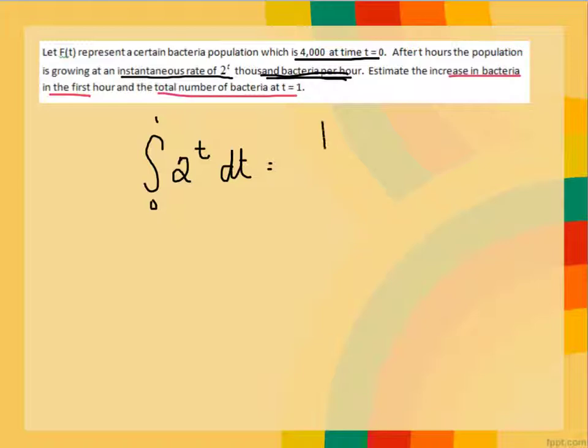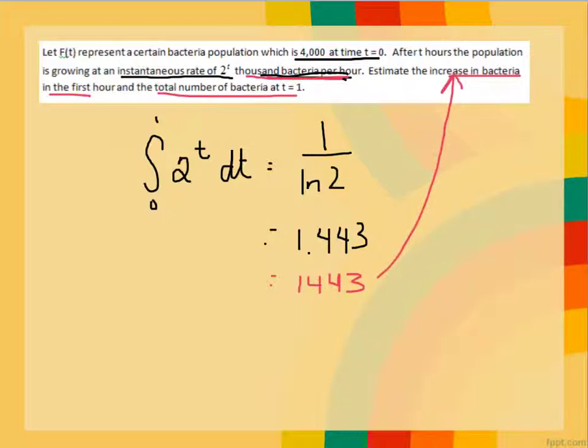When you get done, you should get an answer of 1 over the natural log of 2, which is 1.443. Now, going back and recalling that our units are thousands of bacteria, that would actually be 1,443 bacteria. That number represents our increase in bacteria during that hour. So if I take our increase and add that to our beginning bacteria total, we now know that at the end of the first hour, we have 5,443 bacteria. So we've actually answered both parts of the question.